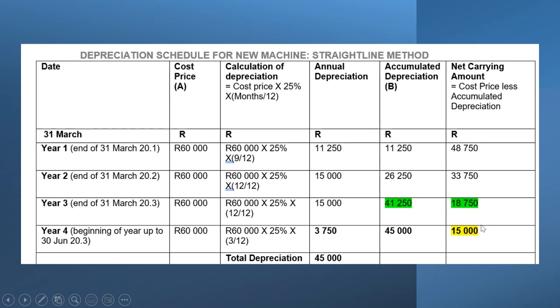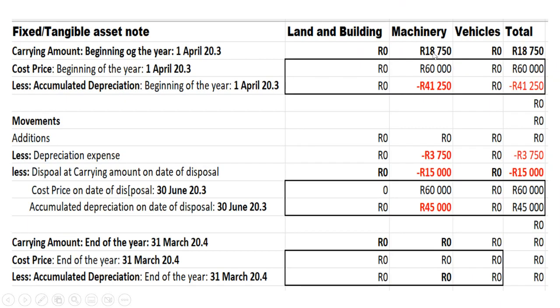At the beginning of the year. Remember, at the beginning of the year, we are using the closing balances of the previous year, because those are your opening balances for the next year. So which is 18,750. Then the total, how to determine the total? You just add land, building, machinery, vehicles to the right hand side. Then you'll get the same, because this was only machinery.